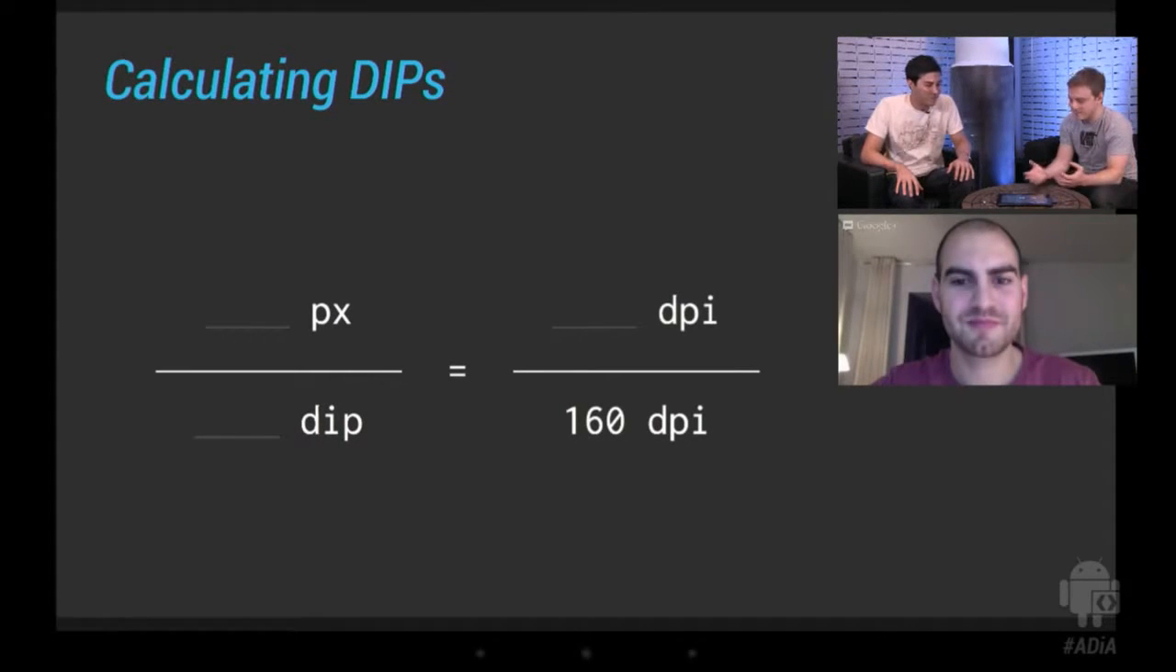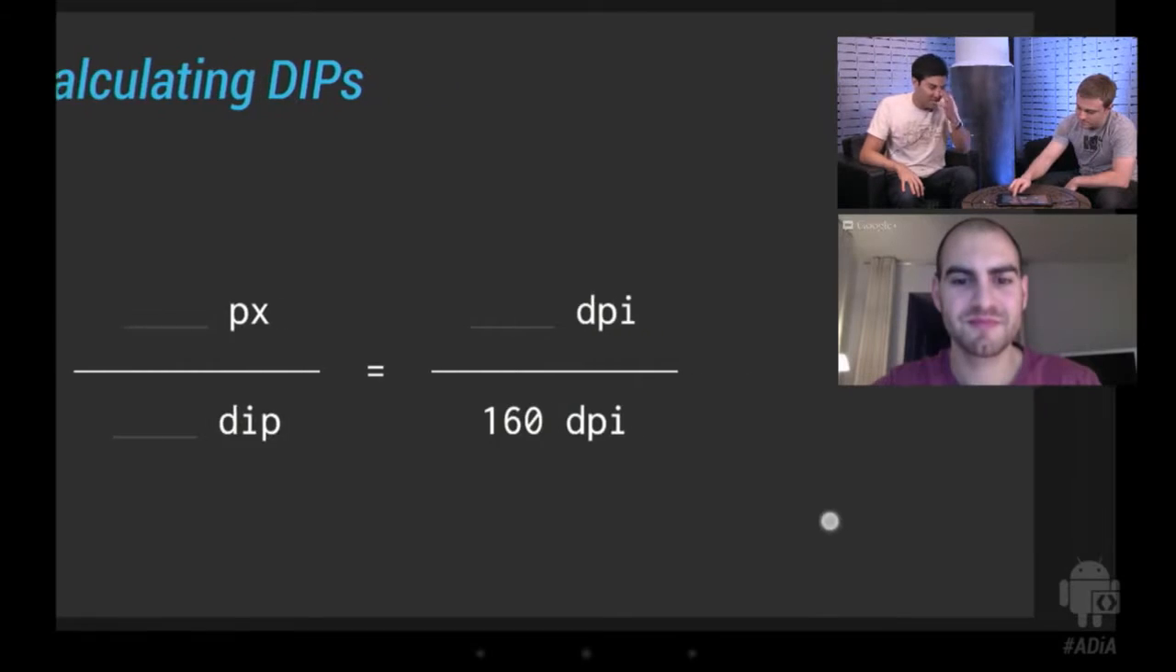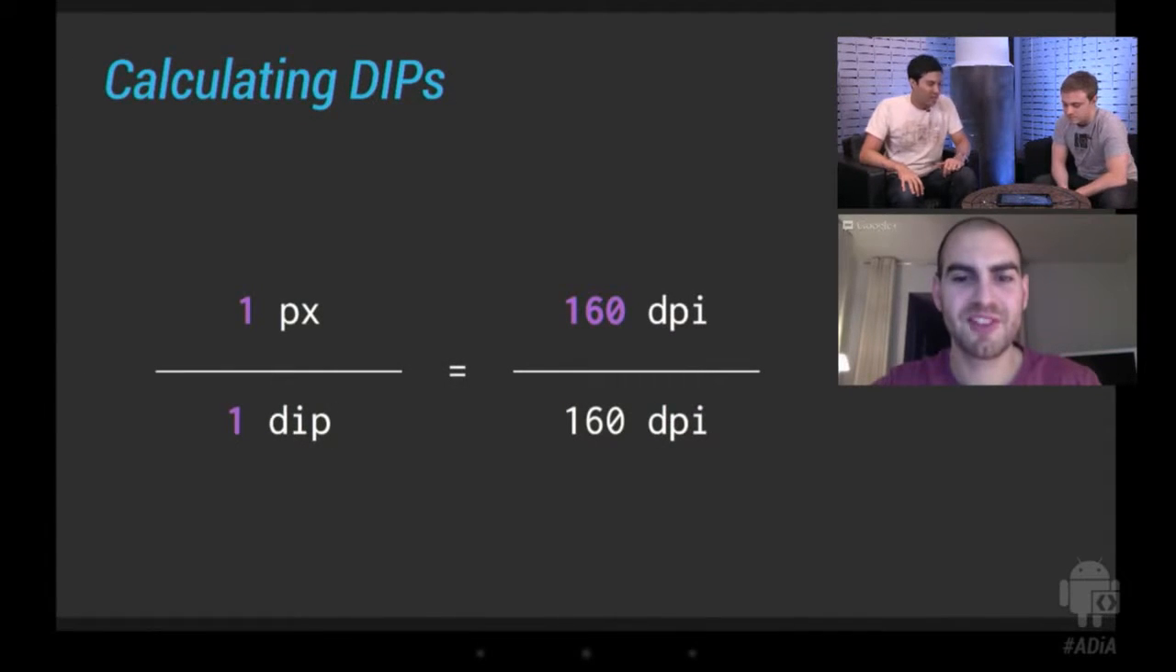DPI is dots per inch, or PPI, pixels per inch, and then you have DIPs, which is density-independent pixels. So I think we've got some sample calculations here, just to hammer this home. Yeah, I guess we've got to move pretty fast here.